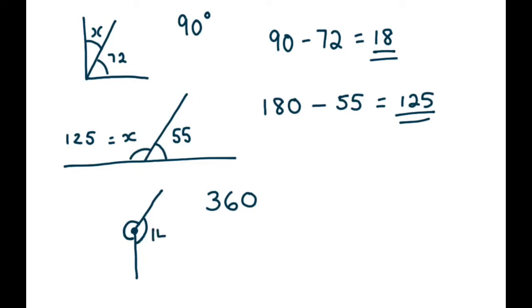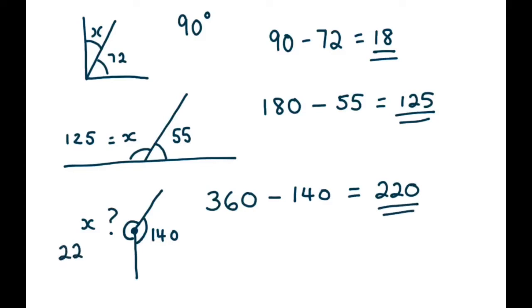And they might give you this one, and they might ask you to find this one. Remember, sometimes they label that angle as X. They can label it as any letter. It doesn't really matter. They're just saying they don't know what it is. So if we've got a picture like this, we do 360, subtract 140, and that would give us 220 degrees. So this missing angle would be 220 degrees.